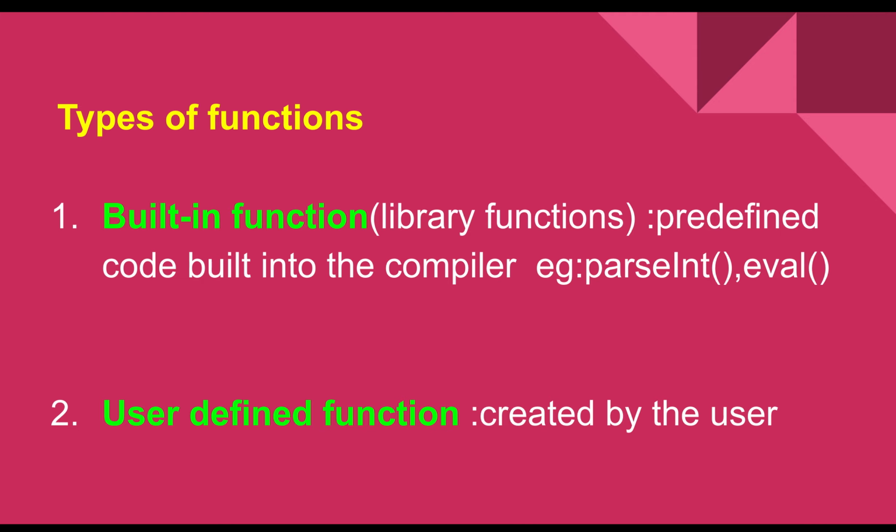There are two types of functions. One is the built-in function, the other one is the user-defined function. Built-in functions are otherwise called library functions, and they are predefined code built into the compiler. Examples of built-in functions in JavaScript are parseInt and eval. And the user-defined functions are created by the user, which will be discussed in detail in this video.